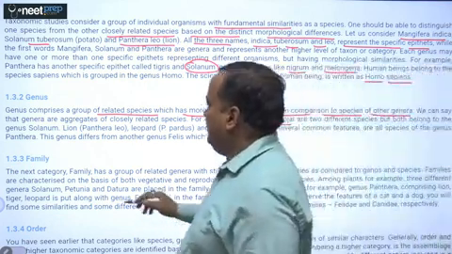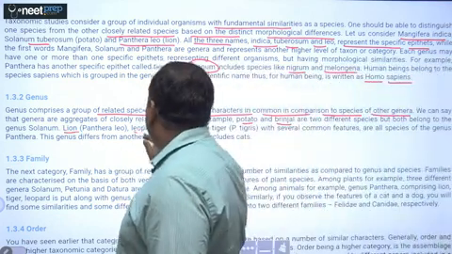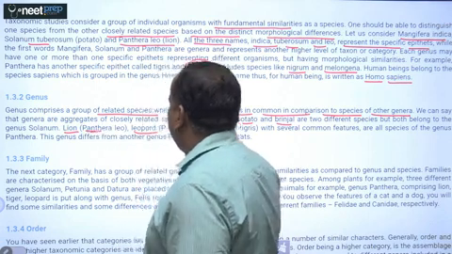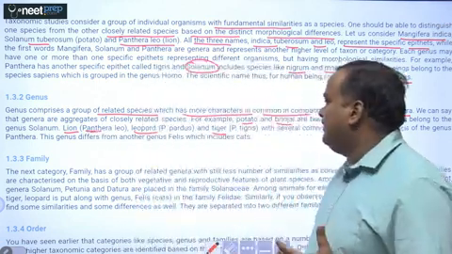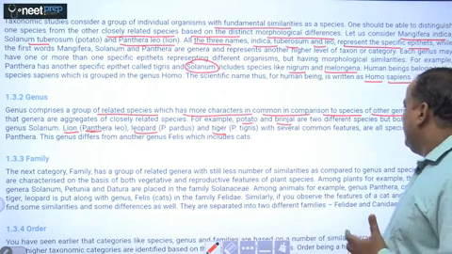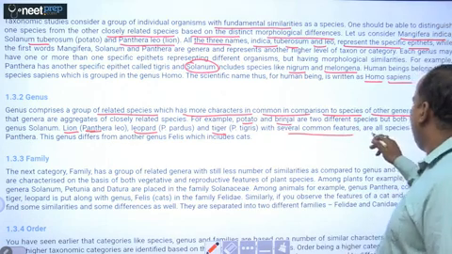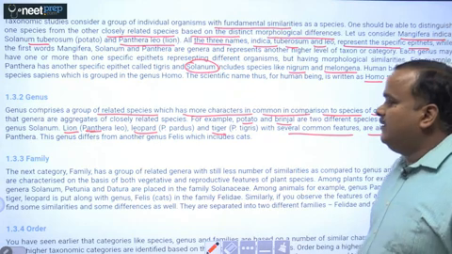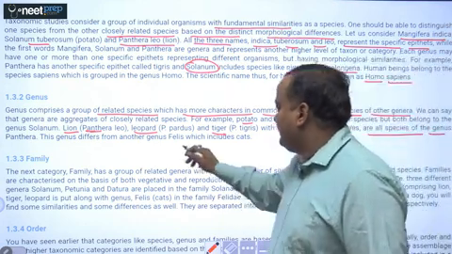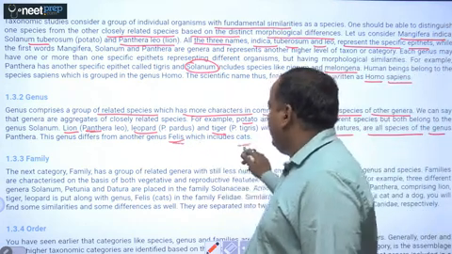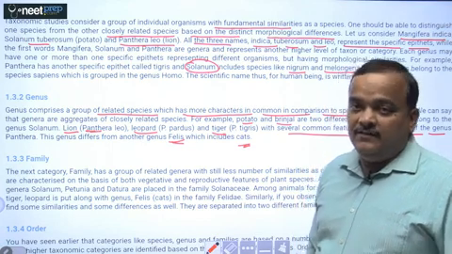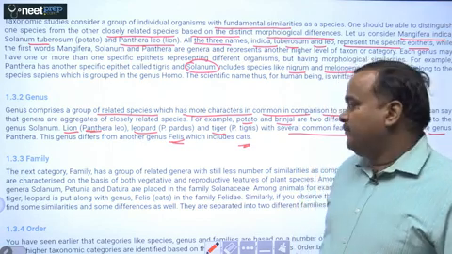Similarly for lion, leopard and tiger, the genus is the same, that is Panthera, whereas the species is different, that is leo, pardus and tigris. So with several common features, all are species of the genus Panthera. This genus differs from another genus Felis, that is cat. So genus Panthera differs from genus Felis. Felis domestica is cat.